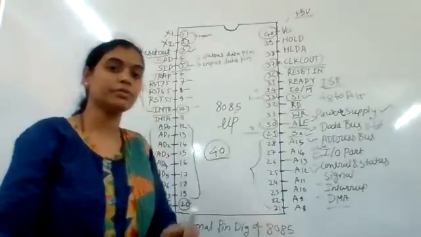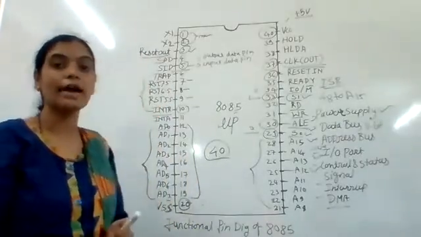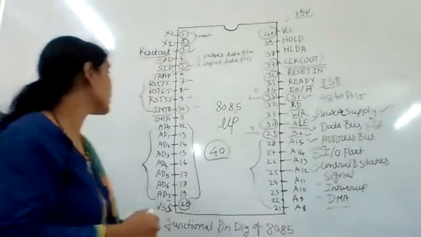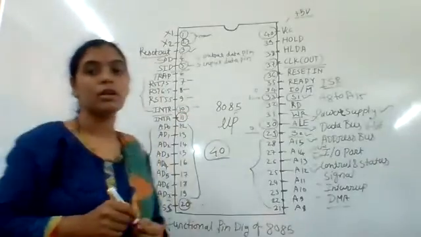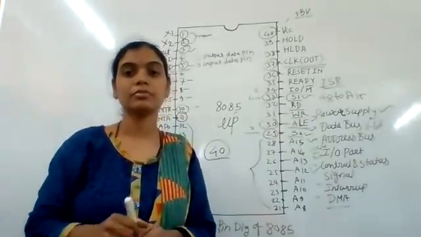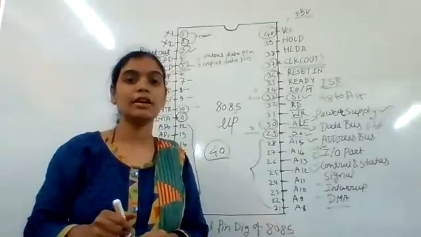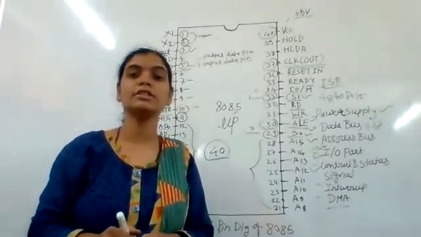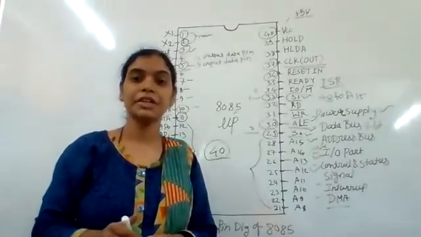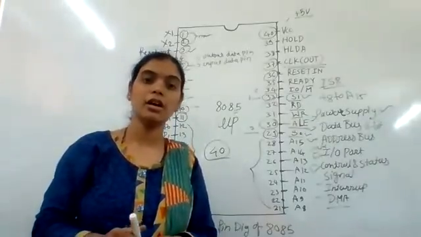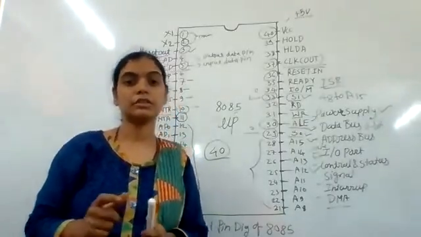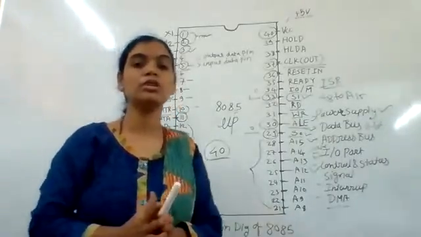Next, we move on to INTA, pin number 11. A signal at this pin acknowledges the generated interrupt. Next, now we see about the DMA.